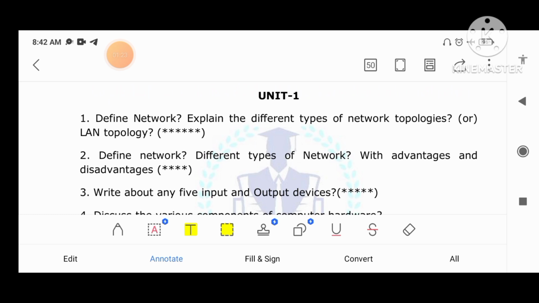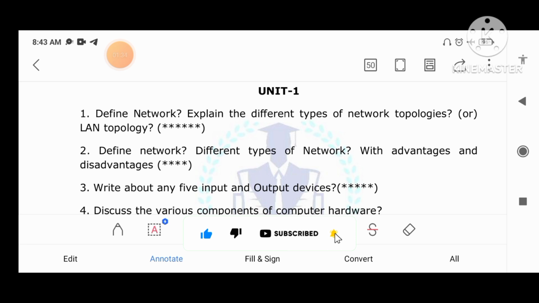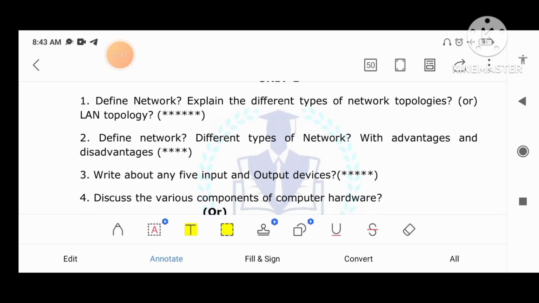And write any 5 input and output devices. You know what the input devices are? The devices which are used to feed the instructions to the computer are known as input devices. So what are the different types of input devices which are available? Keyboard, mouse, so many are there. Just write any 5 input and output devices. It is a very important question. The star questions are very important.